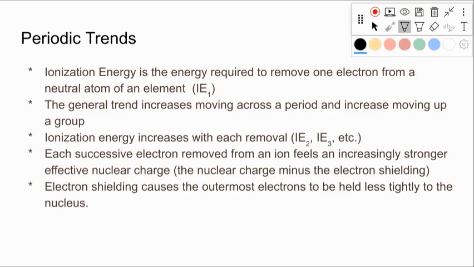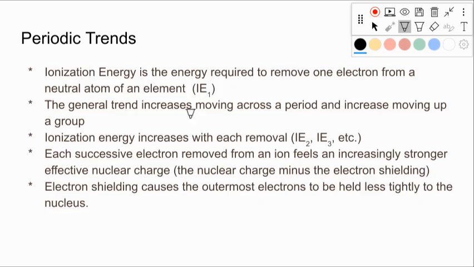Ionization energy is the second trend you need to be familiar with, and it is the energy to become an ion. That's really the definition of it. An ion is a charged particle. It has lost or gained electrons. In order to lose or gain electrons, it goes from being a neutral atom to an ion. So ionization energy is how much energy it takes to remove 1 electron from a neutral atom.